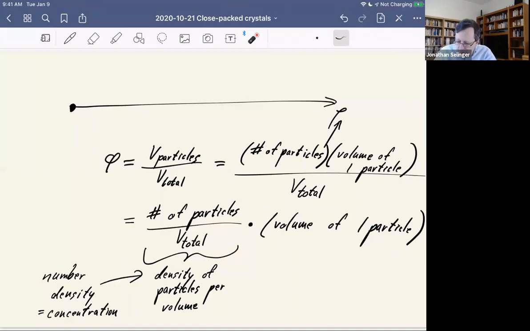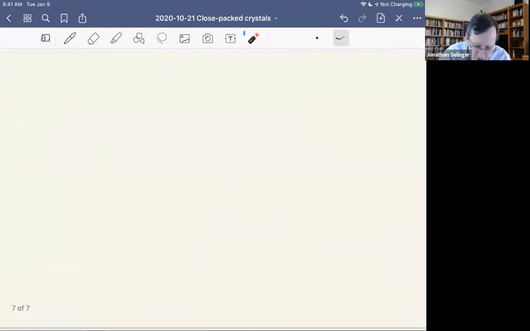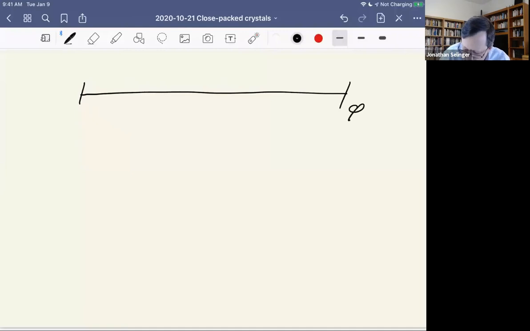So let's draw the phase diagram in terms of that phi. Okay, so here this is phi running from 0 to 1. Okay. And the phase diagram that is found by computational research looks like this. Okay. So I'll mark off a couple of special points, 0.494, 0.545, 0.740.